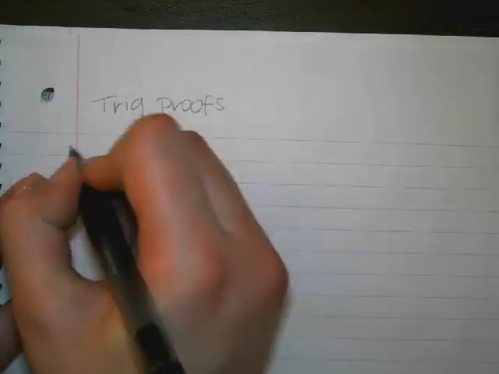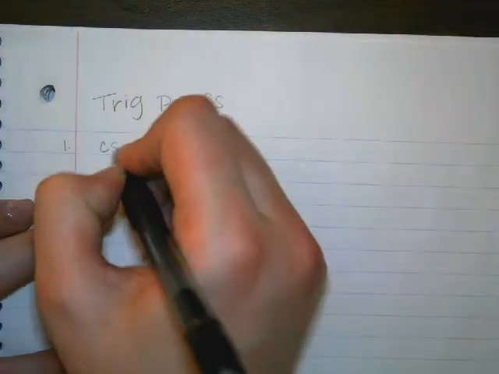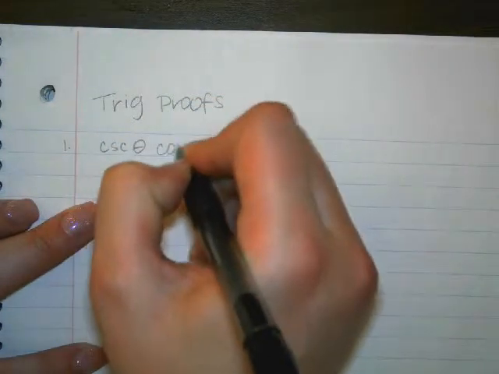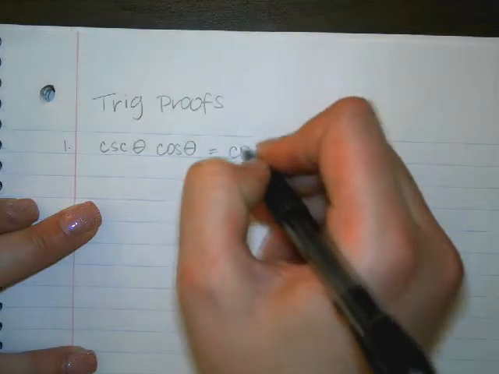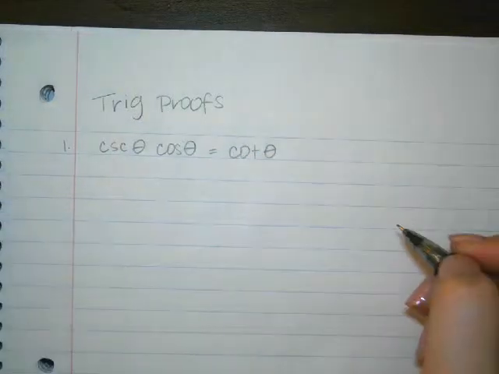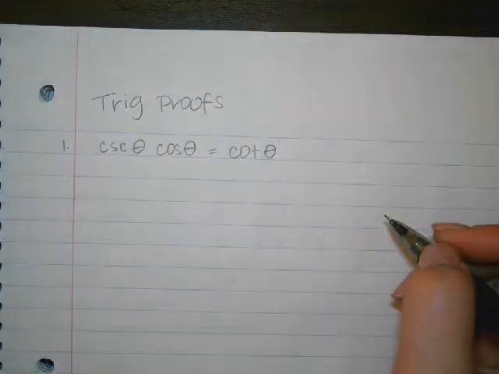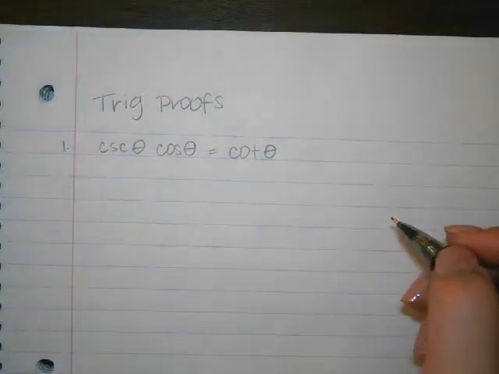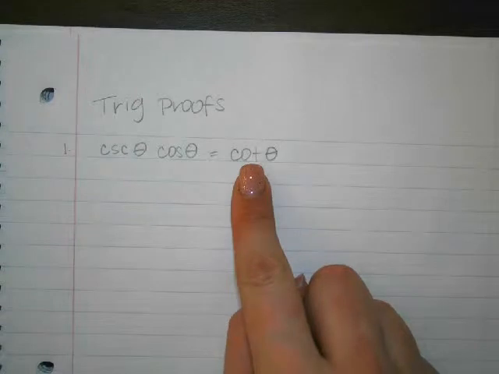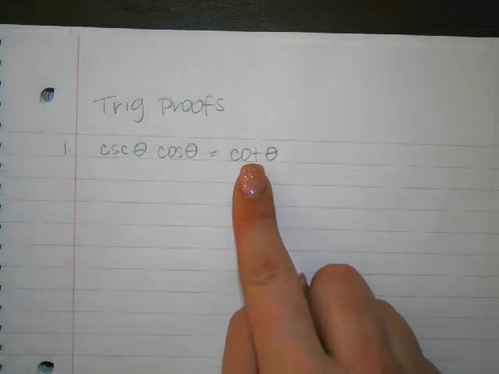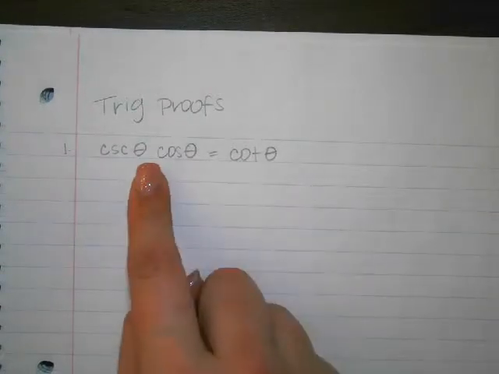All right, so we're going to start with number one. This one says cosecant theta times cos theta equals cotangent theta. And this is a pretty simple problem. But if you look at the problem, which side is just a little bit more complicated? The left, okay? So we are going to leave the right side exactly the same throughout the whole problem, okay? We're going to work with the left side.